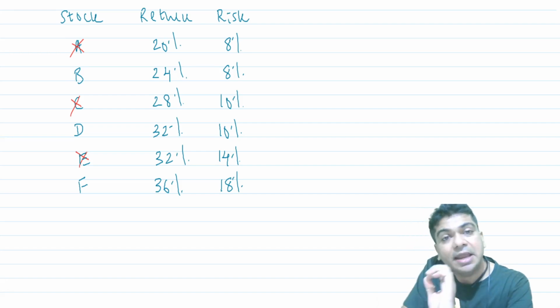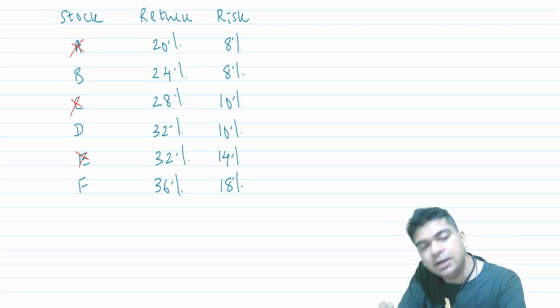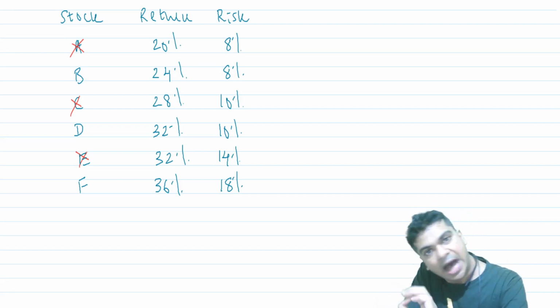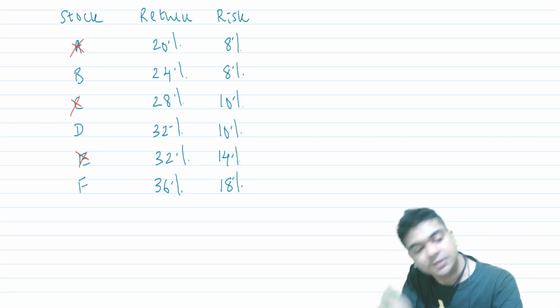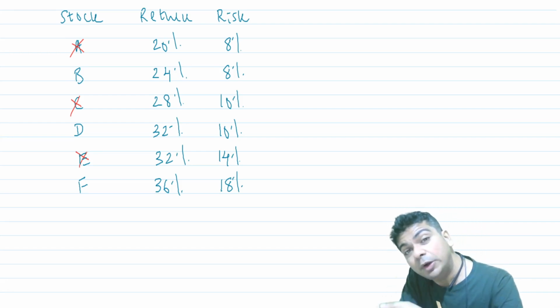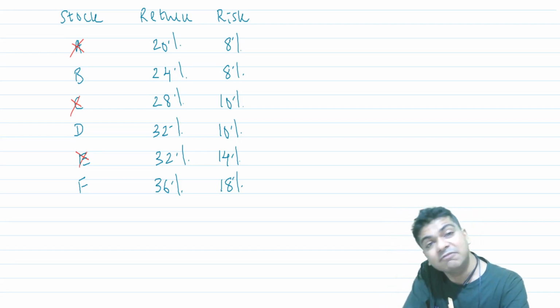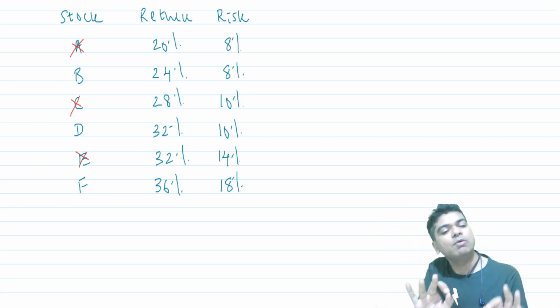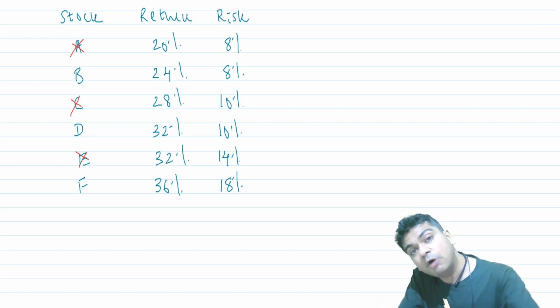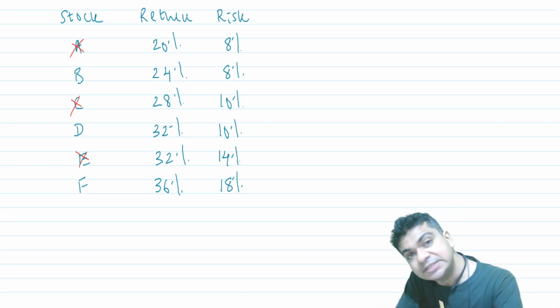I can say that B, D, and F under the Harry Markowitz model are efficient securities. But I want to invest in only any one of the three. So how will I now decide which is the best security for me?